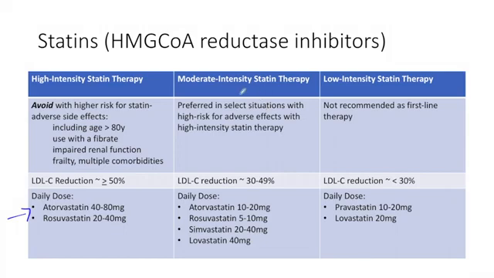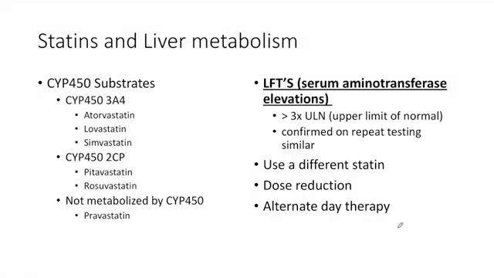Next up is moderate intensity. These are preferred in select situations with high risk for adverse effects, where a high intensity statin would be a risk. You can see here 30 to 49%. We have lower doses of atorvastatin and rosuvastatin, but we could also use simvastatin and lovastatin. Low intensity statins are not recommended as first line. These are pravastatin and lovastatin. Low intensity statins may be something you need to use in the Asian population. The Asian population has a genetic predisposition to having issues with statins, so you may need to start on this end for them.